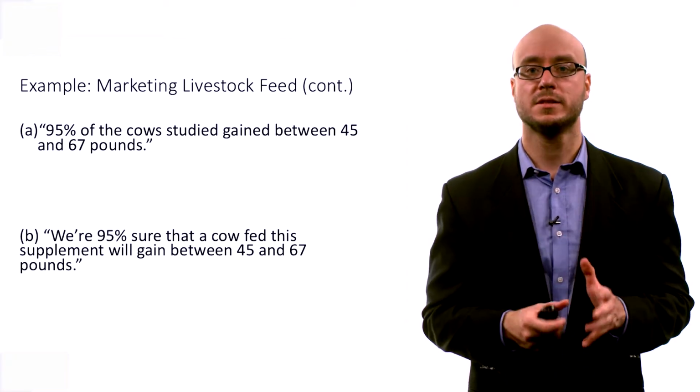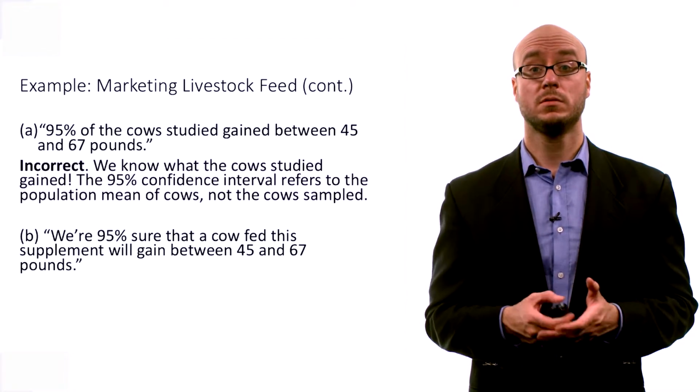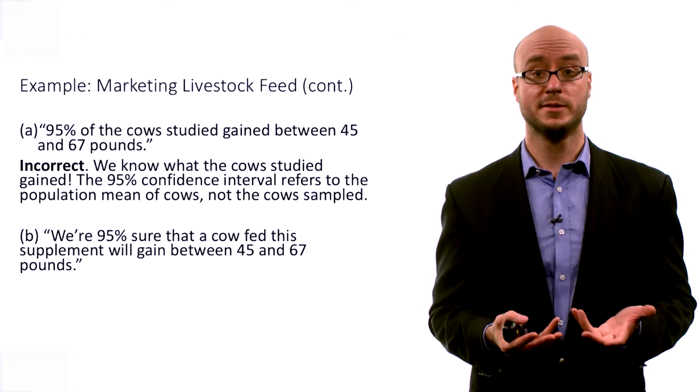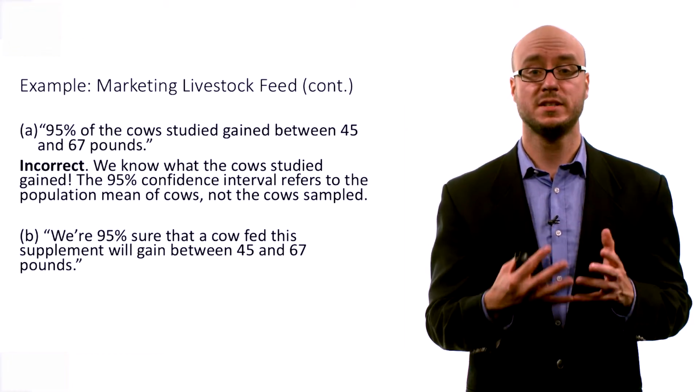Well, in fact, there is, because we know the weight gain of those cows who were studied. We have these 77 cows in our sample. We could just look at the data and we know what the cows gained in the study. The point is that the 95% confidence interval doesn't refer to this sample. It uses the sample to generalize to the population. We're trying to make some claim about the population based on the sample.